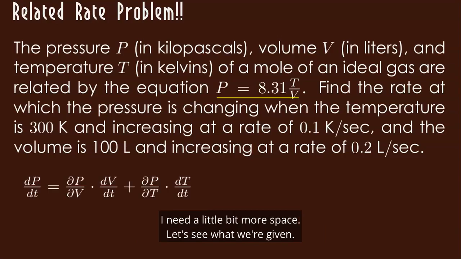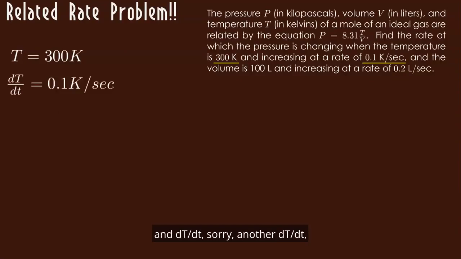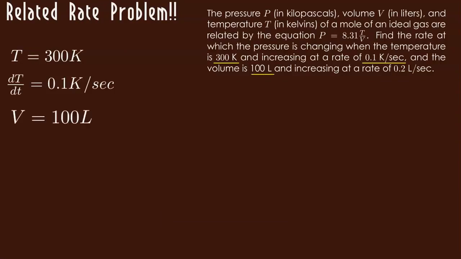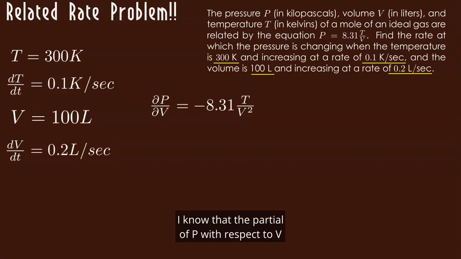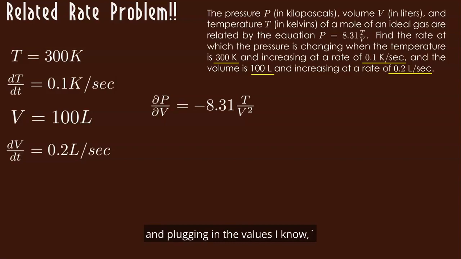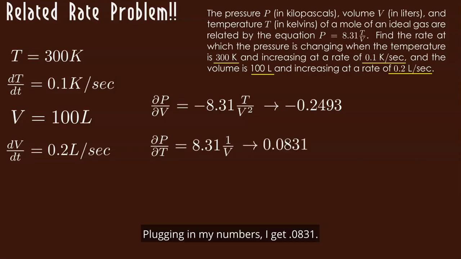I need a little bit more space. Let's see what we're given. I see that temperature is 300 Kelvin, and dT/dt is 0.1 Kelvins per second. Volume is 100 liters, and it's increasing at a rate of 0.2 liters per second. So let's see what we have here. I know that the partial of P with respect to V is -8.31 T over V squared, and plugging in the values I know, that gives me -0.2493. The partial of P with respect to T is 8.31 times 1 over V. Plugging in my numbers, I get 0.0831.